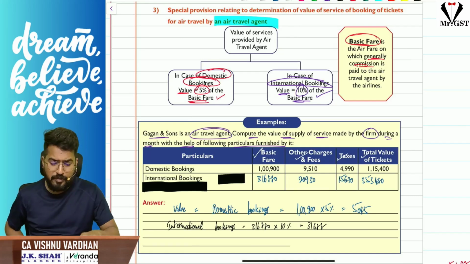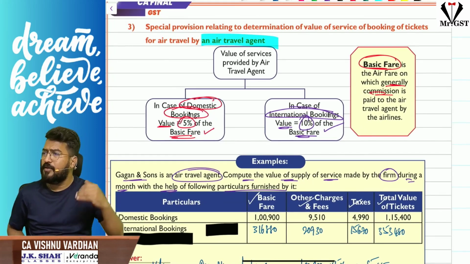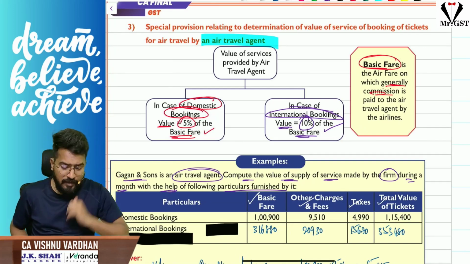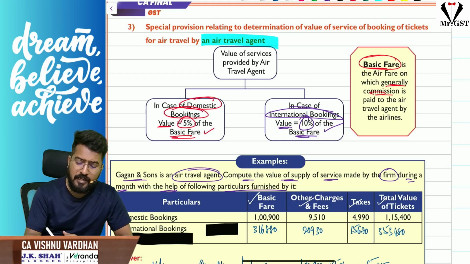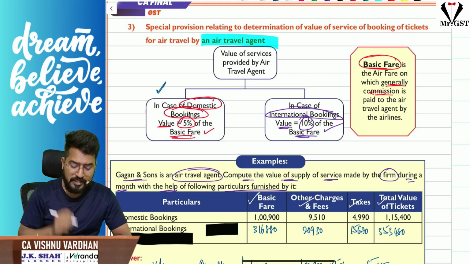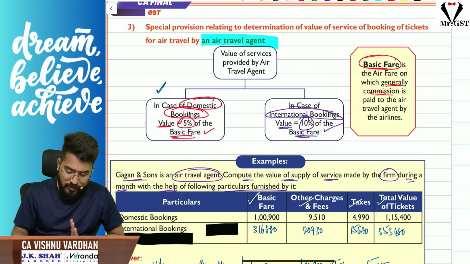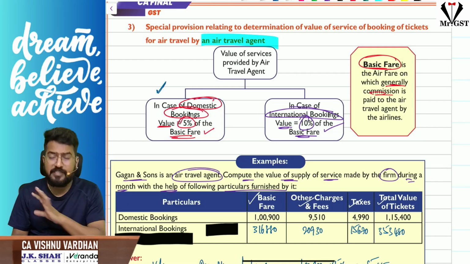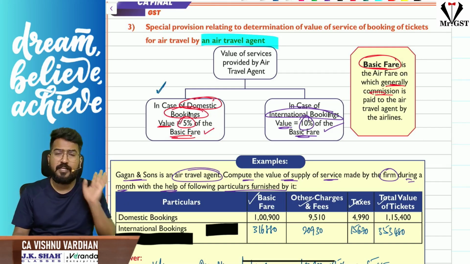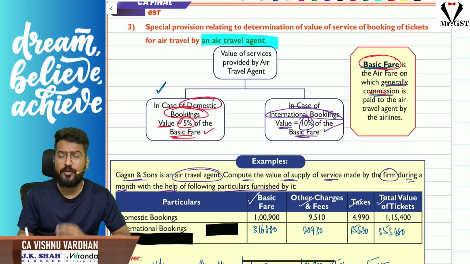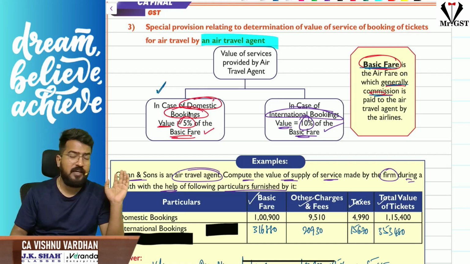Next one is with respect to air travel agents. They can pay GST on the commission they are earning, or they have an option to pay GST on a value. What is the value? If it is a domestic booking, 5% of the basic fare they can take as value, or if it is an international booking, 10% of the basic fare. On that they can pay GST. What do you mean by basic fare? The basic fare is generally the amount on which the air travel agents get commission.